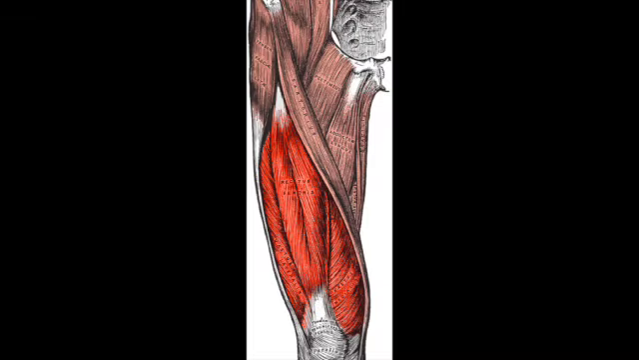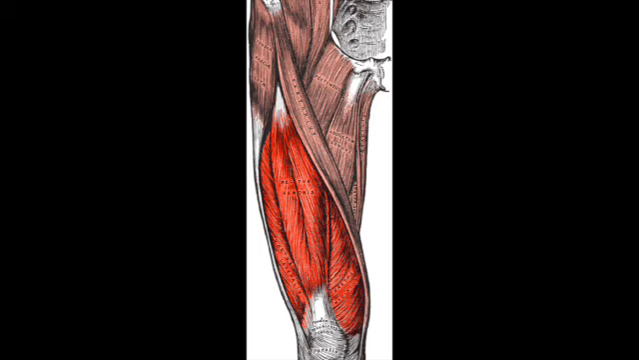So as the name quadriceps suggests, it's four. Quad meaning four, and ceps referring to heads. So it more or less translates to four heads. And so the first one to look at here, or the most superficial one, would be the rectus femoris.